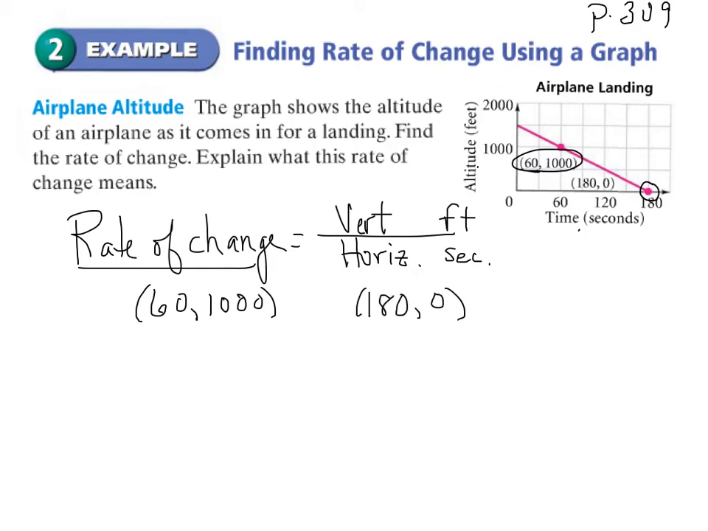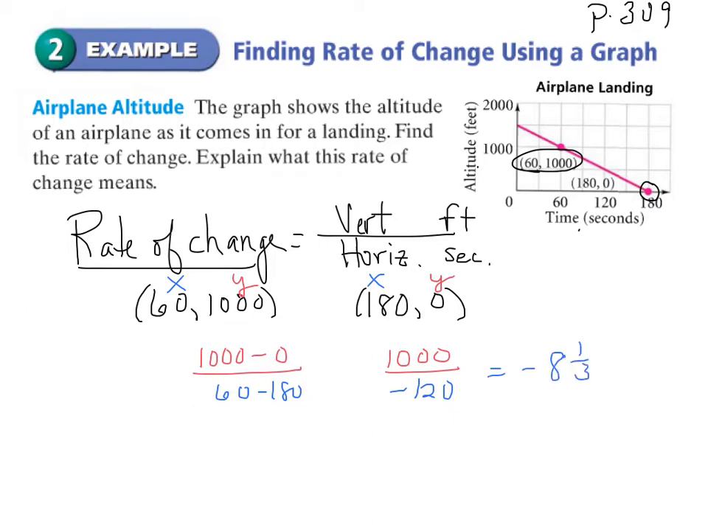I want to know the change in vertical. Now remember, vertical, that's your y. That's your second value. What is the change from 1,000 to 0? We can subtract 1,000 minus 0. That gives us 1,000. But then we have to start with the x's. Your change in horizontal is going to be 60 minus 180, which gives us negative 120. We divide. That gives us negative 8 1/3.